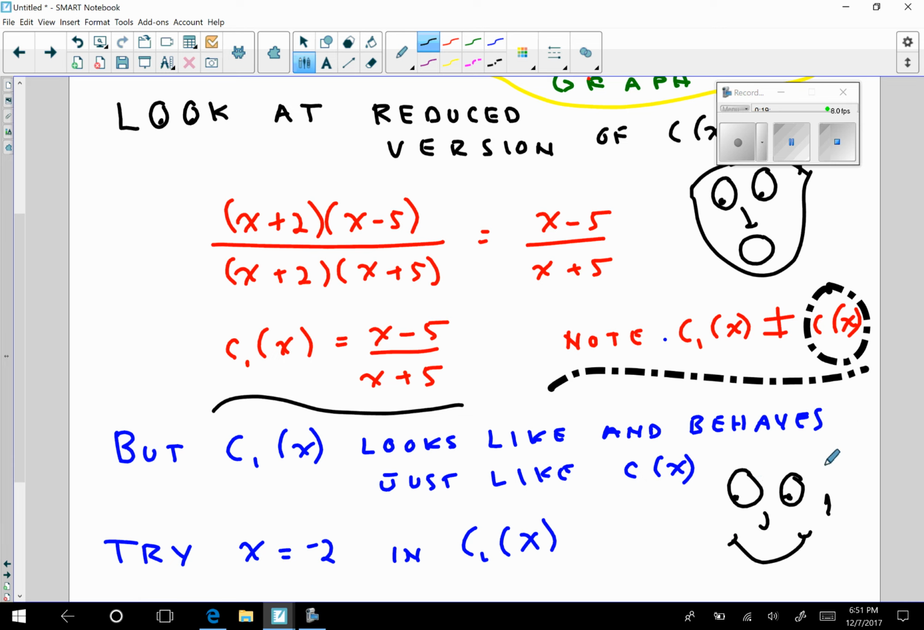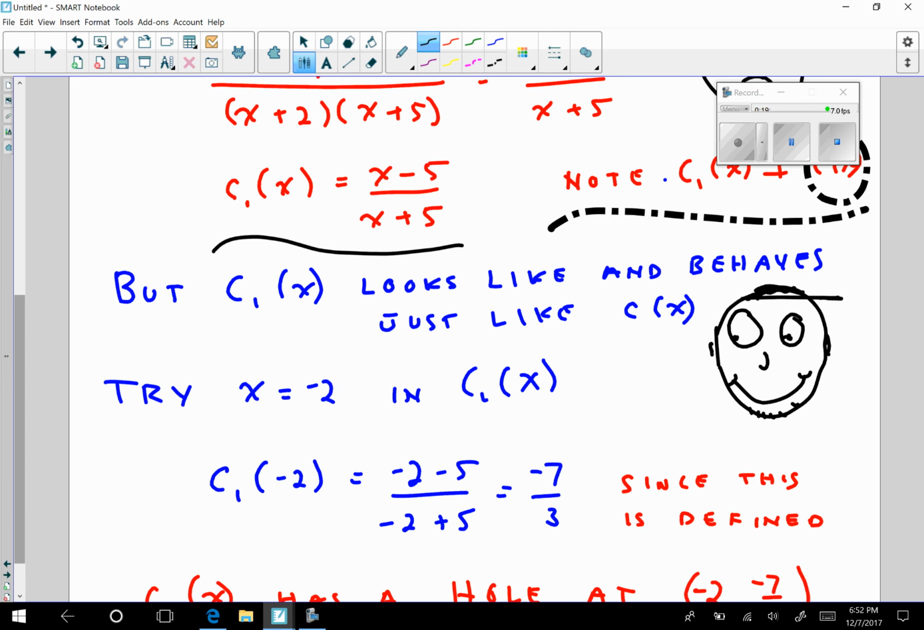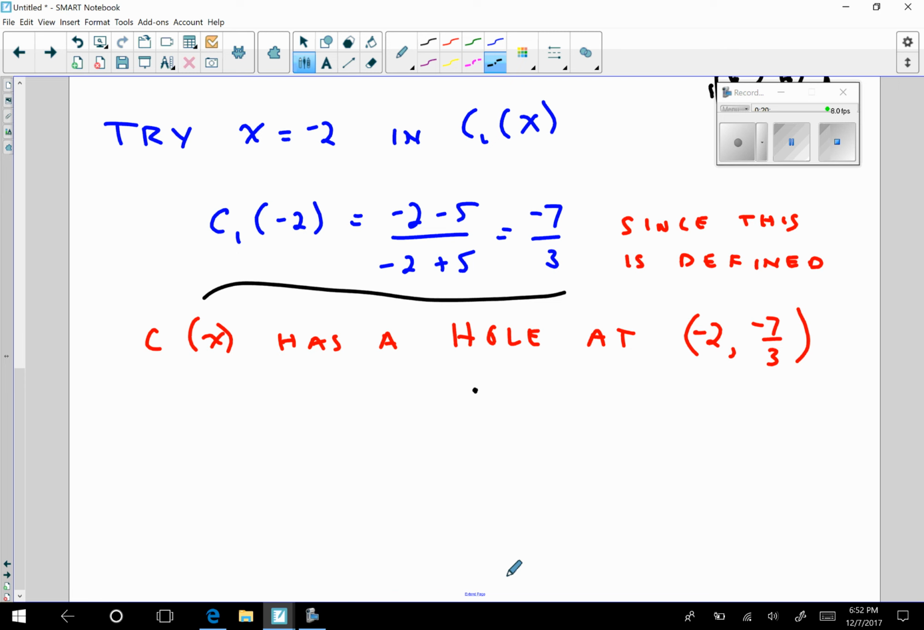Because now all I need to do is look at this reduced version. I'm going to try x equals -2 in my reduced version. Let's put -2 in there and see what I get. Well, what did I get? Oh, I got negative 7/3. And since the new version is defined at -2, guess what? I have just discovered a hole in the graph of the original function that I wanted to analyze. So this guy has a hole at -2, negative 7/3. Yay!